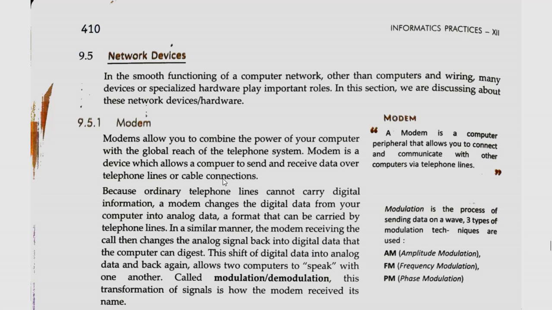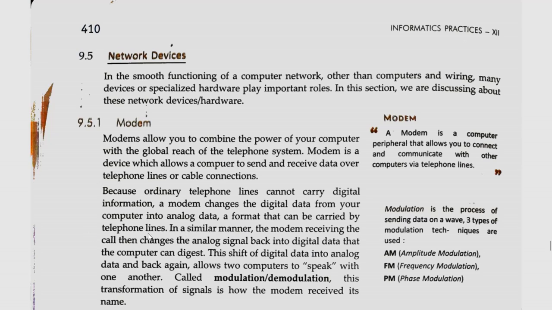Now the standard telephone lines which are already laid in a particular city or place are not able to handle digital data. So you need a device which can convert your digital data to analog data, or you can say you are modulating that data. Modulation and demodulation have to be done in a particular device which can further distribute the signals to the telephone lines or the cable connection. Because ordinary telephone lines cannot carry digital information, a modem changes the digital data from your computer into analog data, a format that can be carried by telephone lines.